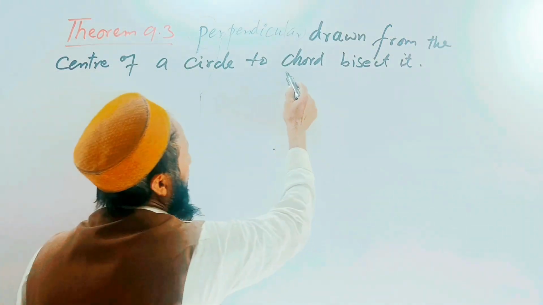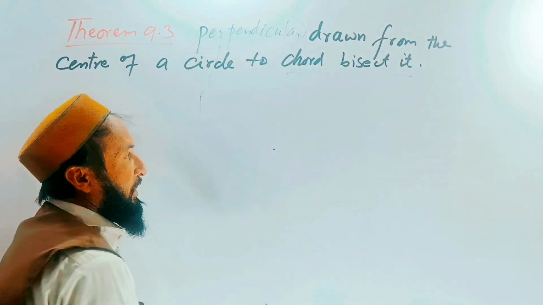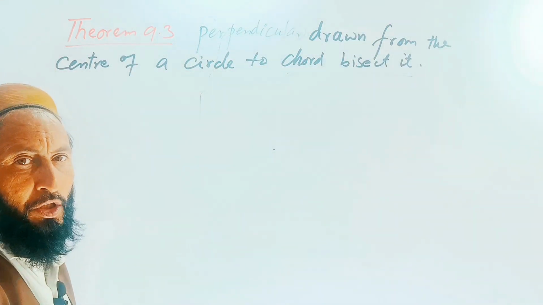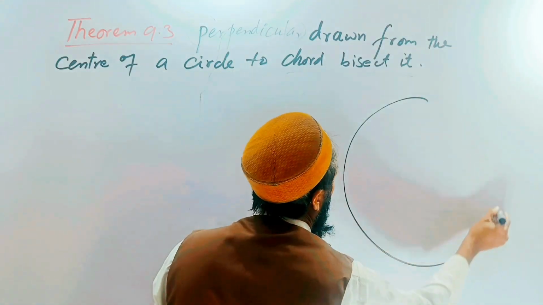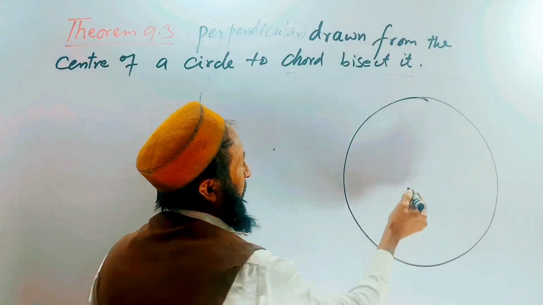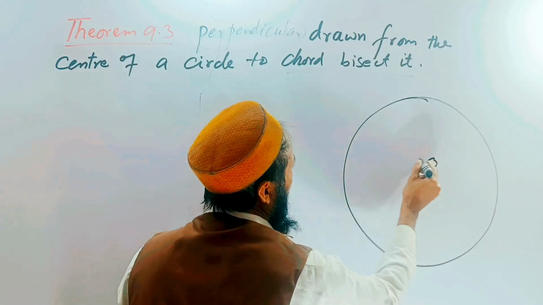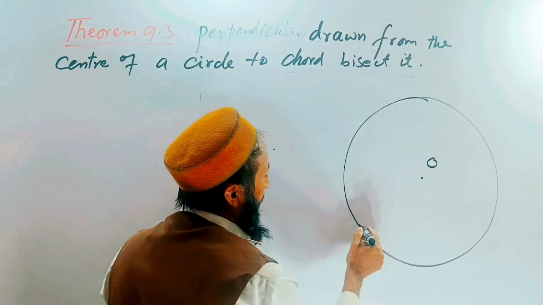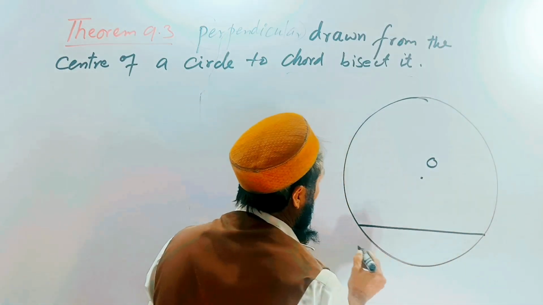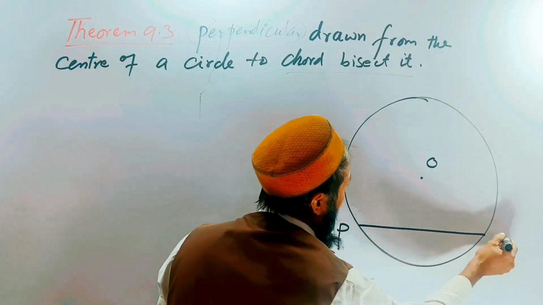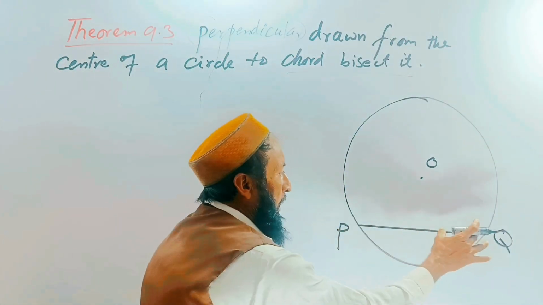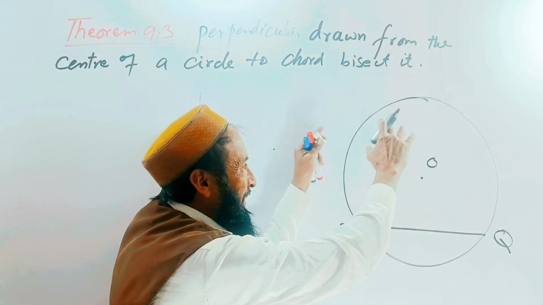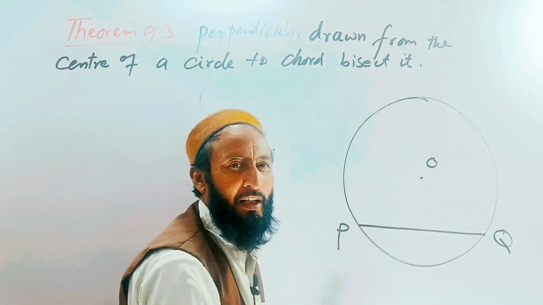To bisect the chord means it is divided equally. We want to prove this. First of all, we draw the circle. O is the center, and we take a chord P and Q. What is a chord? A line whose two end points lie on the circumference of the circle is called a chord.